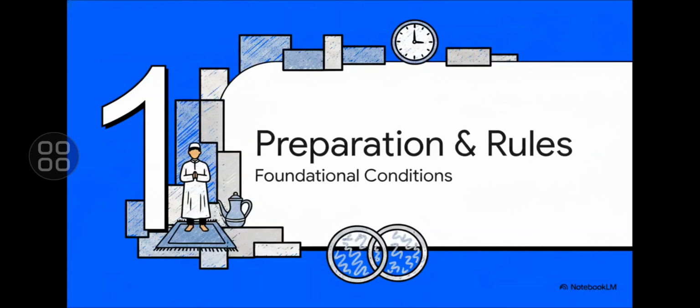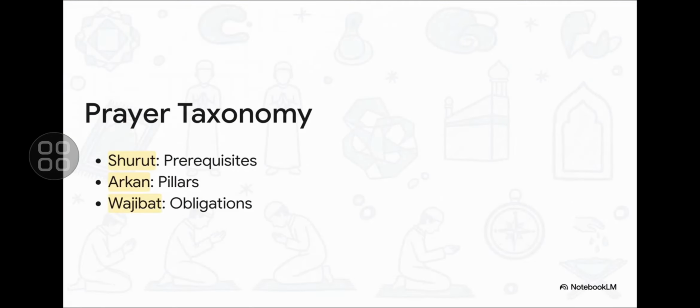Section 1. Preparation and core rules. To really grasp how the mechanics work here, we first need to look at the taxonomy of the prayer components. Basically, Islamic jurisprudence categorizes the actions into 3 distinct legal buckets. First, you've got Shurut. These are your non-negotiable external prerequisites, things like physical purity and facing Mecca. Then, within the prayer itself, we have Arkan, which are the absolute structural pillars of the ritual. And finally, Wajibat, the obligatory acts. Understanding this exact structure is literally the key to unlocking how the entire legal framework operates.